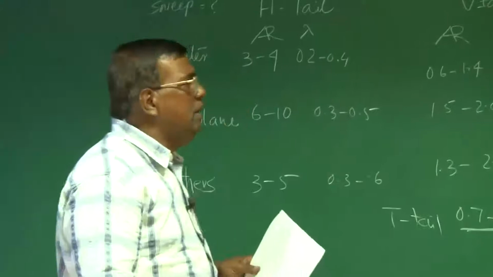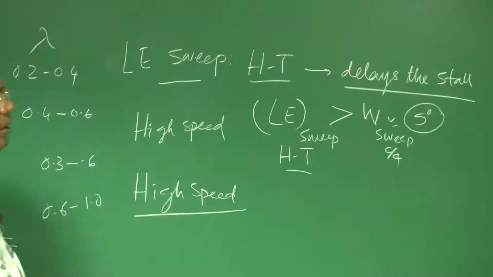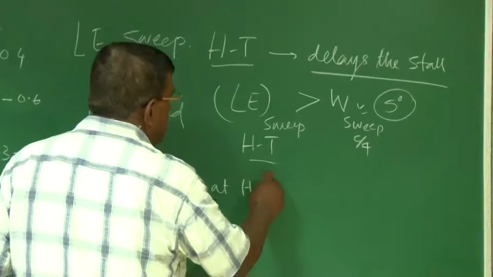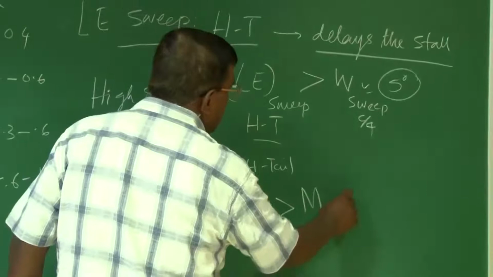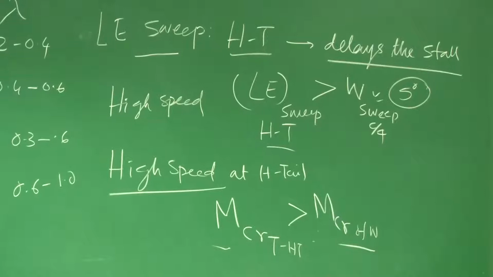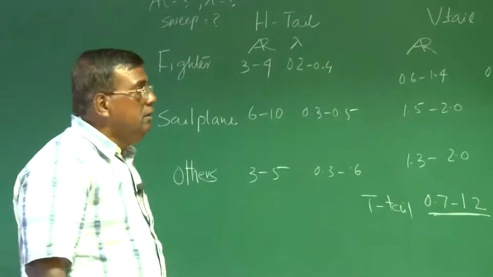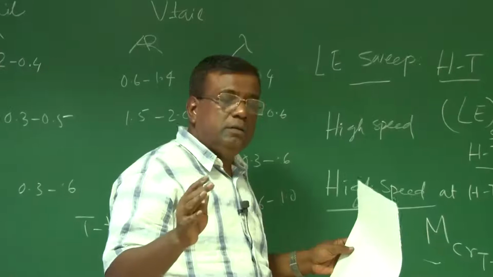But for high speed, you have an added requirement for sweep on the horizontal tail. You want to ensure M critical at the horizontal tail is greater than M critical of the wing. This is important because if the first point which happens to be on the tail becomes Mach 1, shock starts forming, the effectiveness will go down, drag will increase, control power will be affected. So these are the basic understandings to draw an initial conceptual sketch; how much it should be, all these things should come from thorough analysis through CFD or primarily be validated through wind tunnel testing, okay?